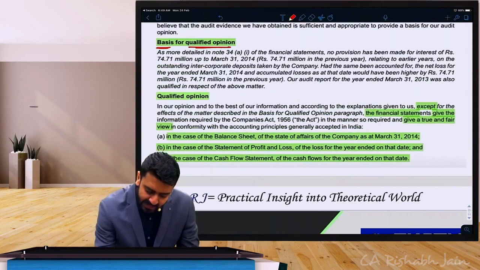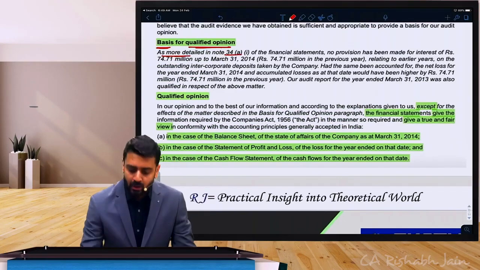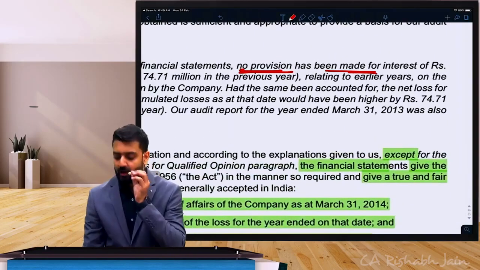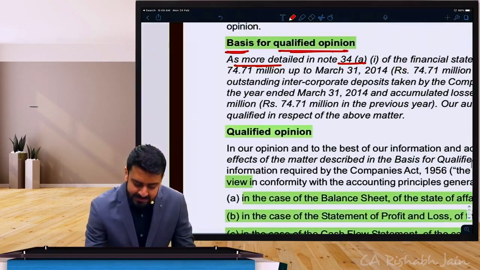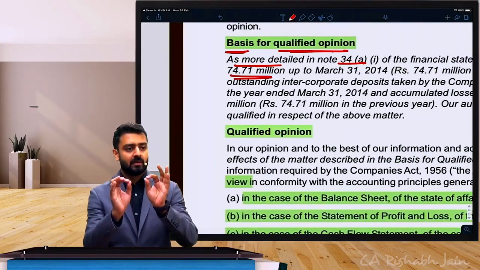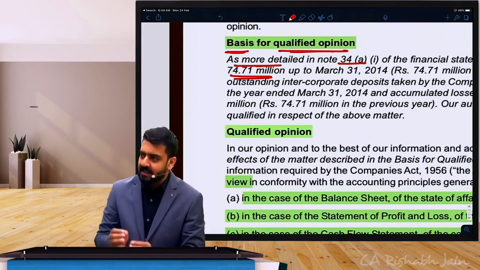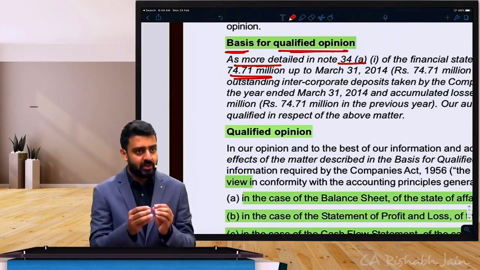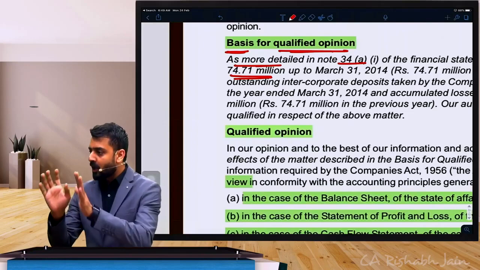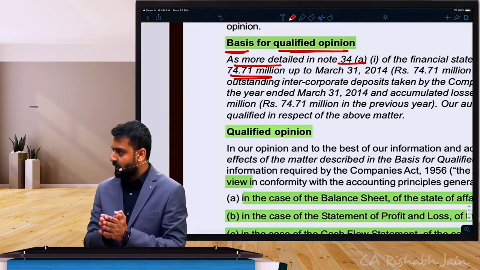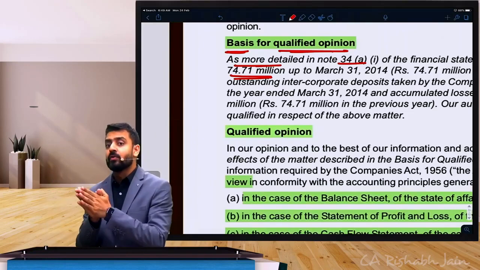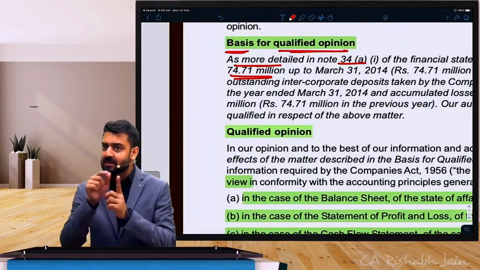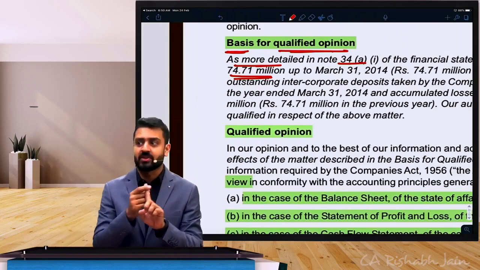As more detail is given in a particular note, no provision has been made for interest amounting to 74 million. They should have made a provision regarding certain interest payments amounting to 74 million. As per the auditor's observation, this provision was not made. The auditor is reporting that a provision of 74 million, which should have been there, is not really present. Can I say not making an appropriate provision is a mistake?